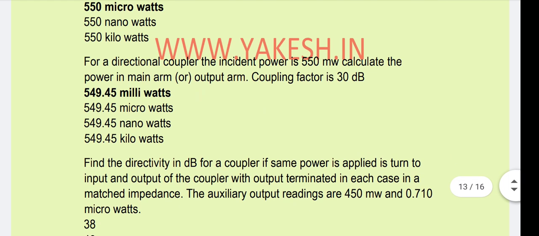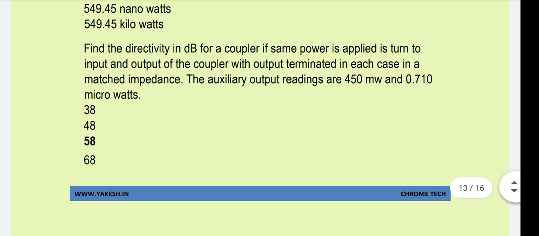For a directional coupler, incident power is 550 mW. Calculate the power in main arm, output arm, coupling factor is 30 decibel. 549.45 milliwatts. Find the directivity in decibel for a coupler if same power is applied. Input and output of a coupler with output is matched impedance. The auxiliary output readings are 450 mW, 0.710 microwatts. Option C is the correct answer, 58.